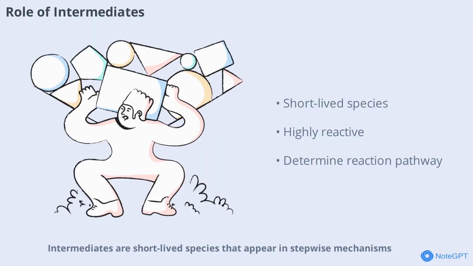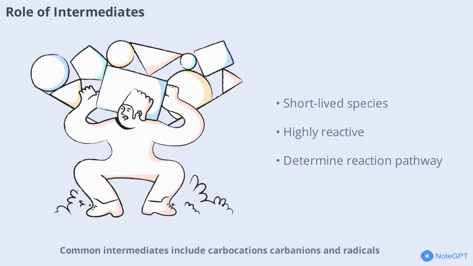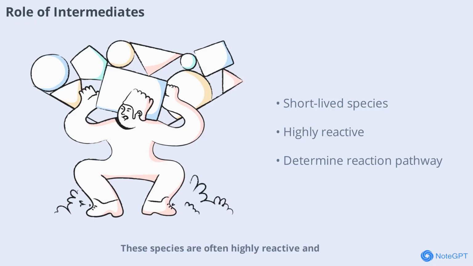Intermediates are short-lived species that appear in stepwise mechanisms. Common intermediates include carbocations, carbanions, and radicals. These species are often highly reactive and determine the pathway and outcome of a reaction. By identifying intermediates, chemists can better understand and control organic reactions, leading to more efficient syntheses.